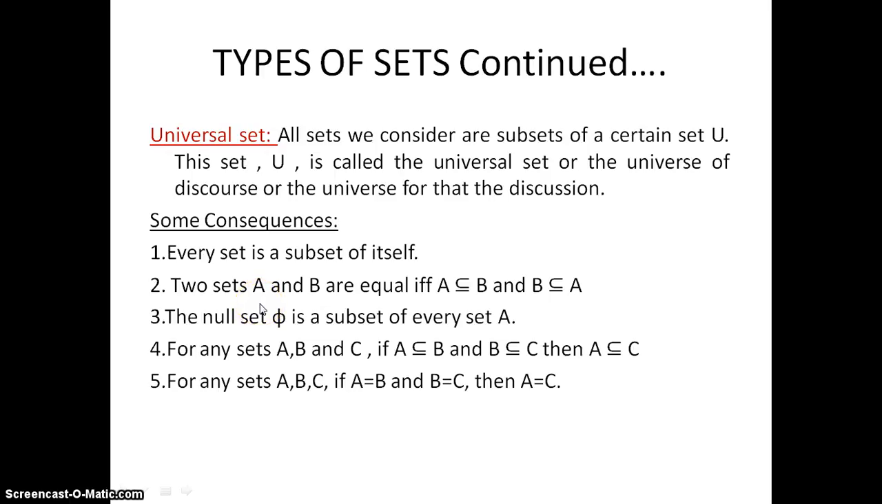Second point, if we consider two sets A and B, they are equal if and only if A is a subset of B and B is a subset of A. Third point, the null set is a subset of every set. For any sets A, B and C, if A is a subset of B and B is a subset of C, then A is a subset of C. Fifth point, for any sets A, B, C, if A is equal to B and B is equal to C, then obviously A is equal to C.